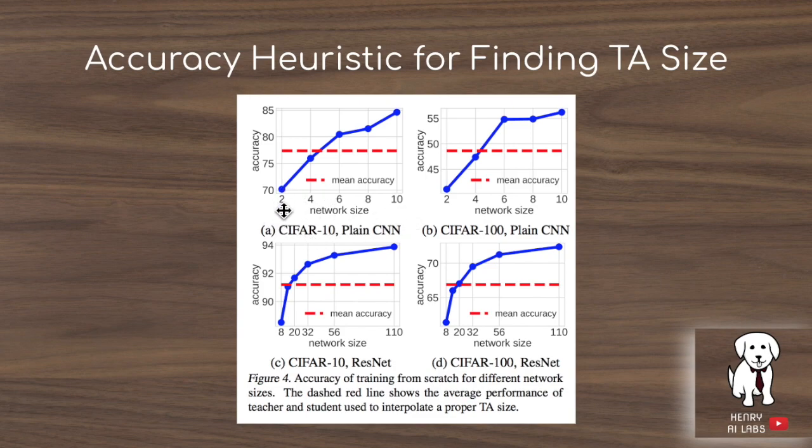So if you train a 2-layer convolutional network from scratch, it achieves about 70%, whereas the 10-layer network achieves 85%. Interestingly, they show that the mean accuracy of the overall plot is around the same as the TA size chosen for each of these studies. So you see the 4 network size in the CNN, and you see around the 20 to 14 in the CIFAR-10 and CIFAR-100 for the ResNets.